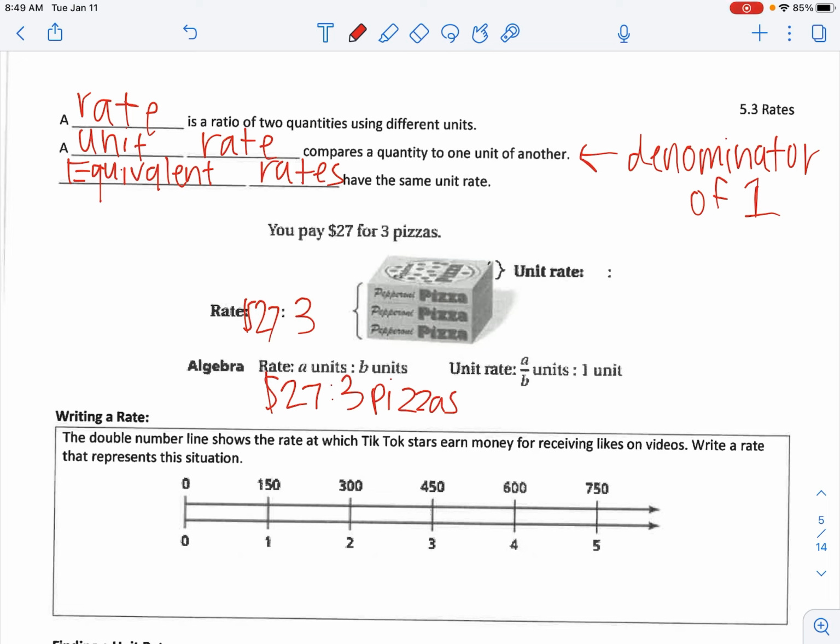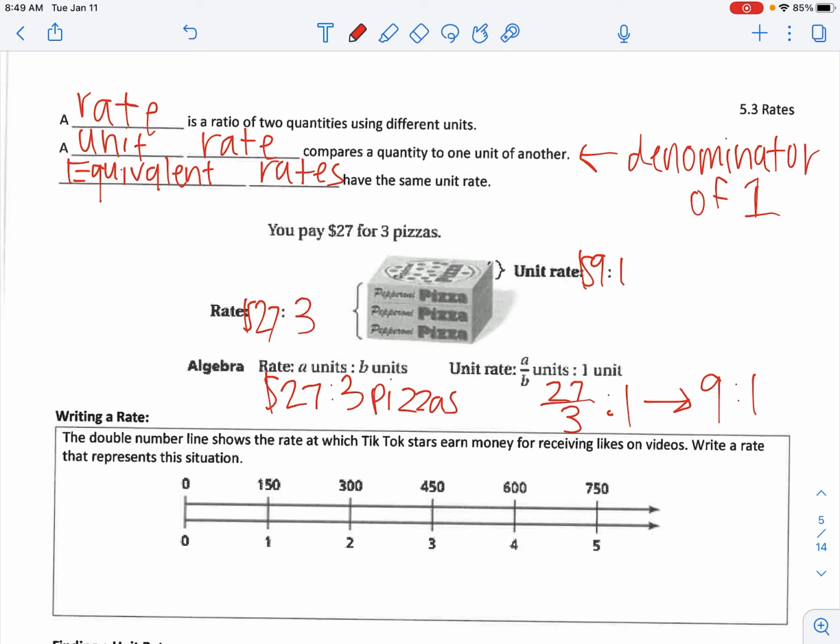Okay, a unit rate over on the right is A over B units to 1 unit, which basically means you're just dividing them so you can have a denominator of 1. So we would have A over B, which is 27 over 3 to 1. Now we would divide: 27 divided by 3 is 9. So our unit rate is 9 to 1. So that means if it cost $27 for 3 pizzas, it would cost $9 for 1 pizza.